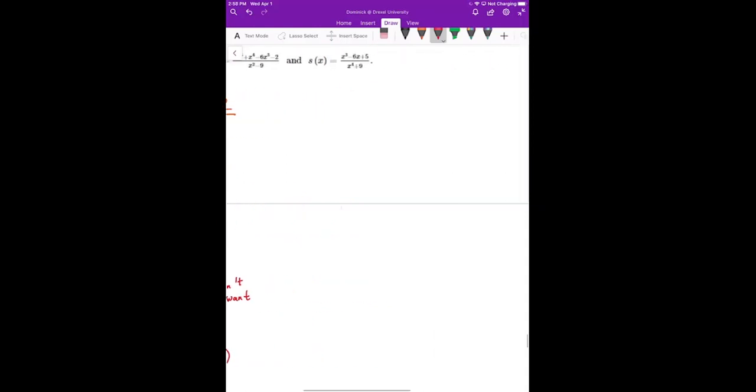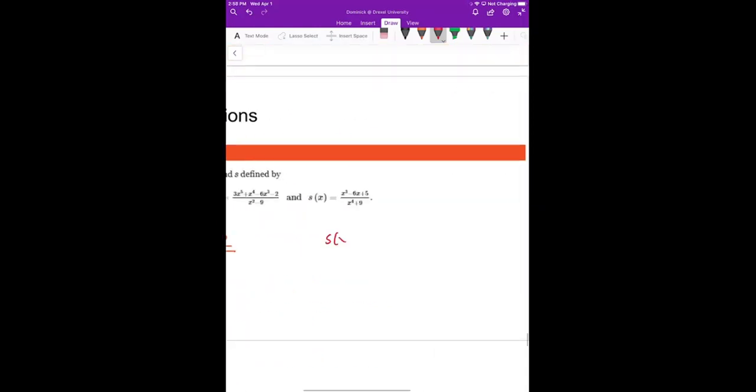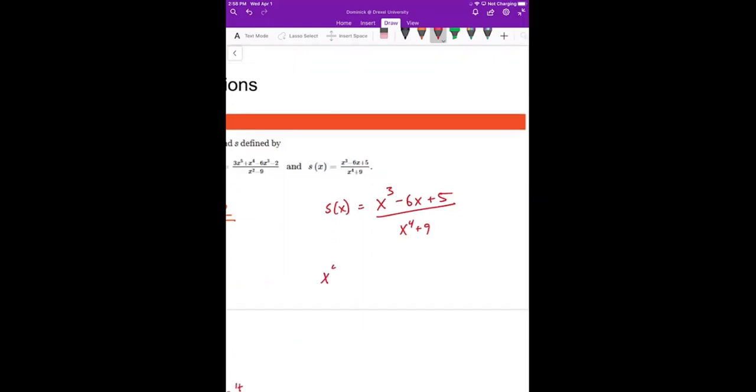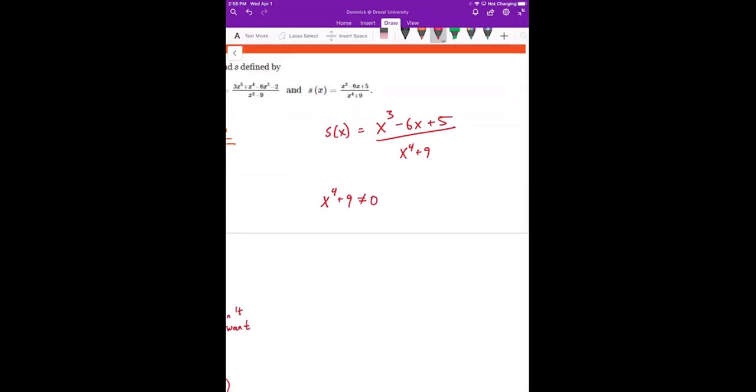All right, now if we look at s, so for s of x, we have x to the 3rd minus 6x plus 5 over x to the 4th plus 9. And similar here, we just don't want x to the 4th plus 9 to equal 0. But of course we're sort of bailed out, because if we solve x to the 4th plus 9 equals 0, we get x to the 4th equals negative 9, and as soon as you try to solve it, you would have to take an even root of a negative number. So this, of course, has no solution.